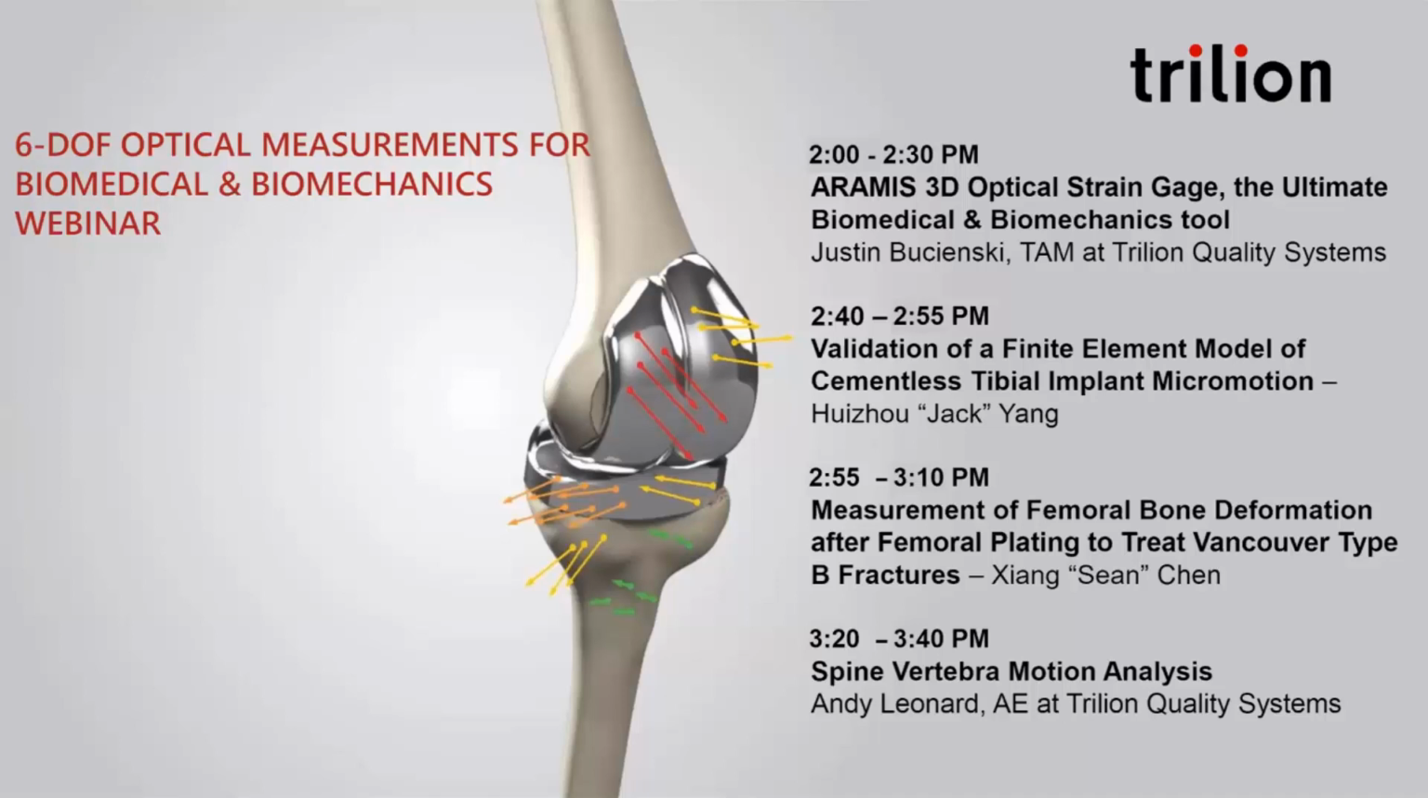First, we will have our technical product expert, Justin Paszynski, present on the ARAMIS optical strain gauge system and discuss its applications in the world of biomechanics. And we'll have two student presenters from the University of Denver, Sean Chen and Jack Yang, to talk about their work in micromotion and FEA validation. Finally, we will have our applications engineer, Andy Leonard, demonstrate the ARAMIS software on a spinal application.